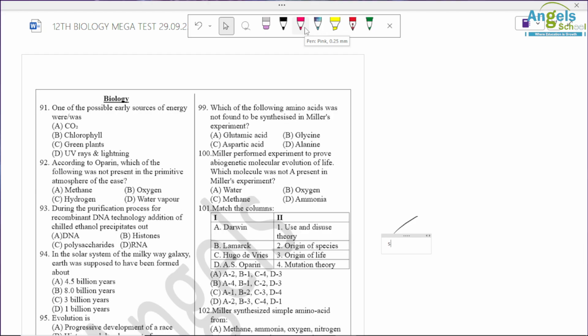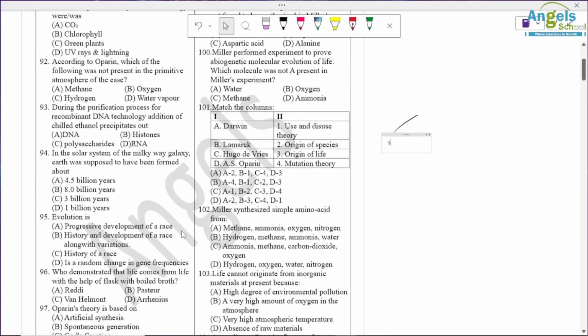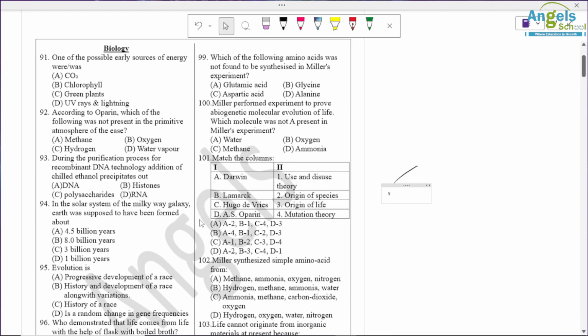Question number 91. One of the possible early sources of energy were: option CO2, chlorophyll, green plant, and UV rays. The correct answer is UV rays and lightning.